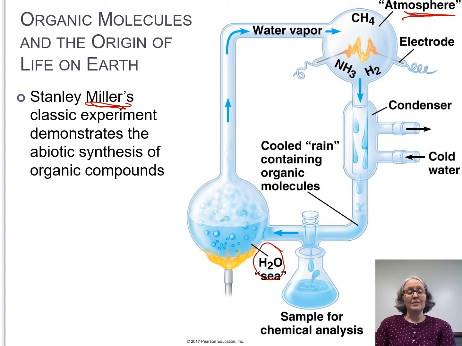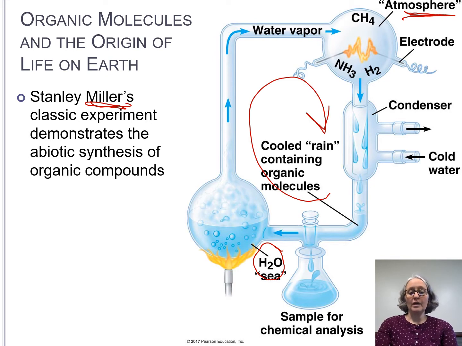He would then zap this with an electrode to represent some of that energy that was bombarding the Earth at that time. And then he would pass that vapor through a condenser to cause that water vapor to rain, and then he would just continue this process over and over again.